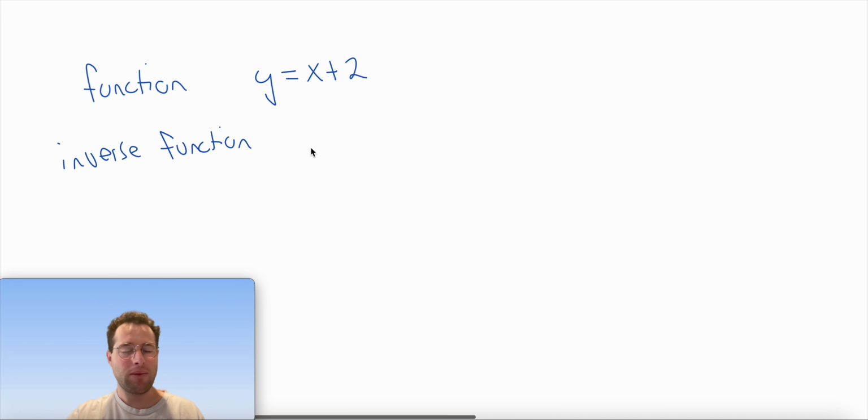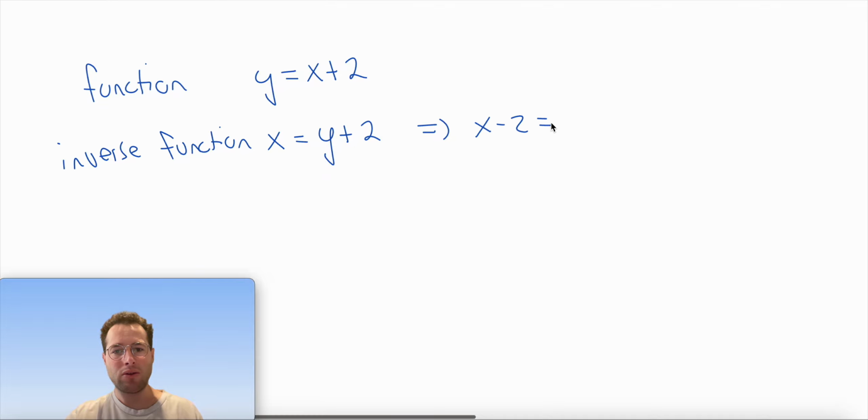Well, we're going to do the same thing. Instead of writing y there, we're going to write x. And then instead of writing x here, we're going to write y plus 2. Then we're going to solve for y. We can subtract 2 from both sides, so x minus 2 equals y. And then we can write that as y equals x minus 2. So now we can see where the inverse function is different from the original function.